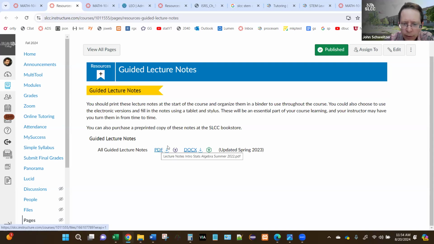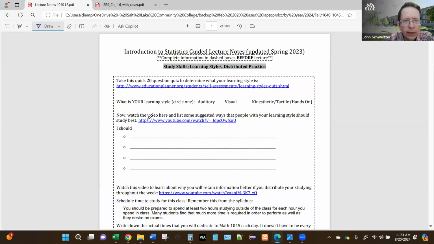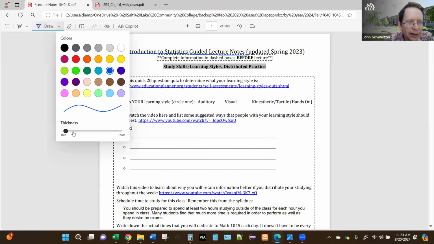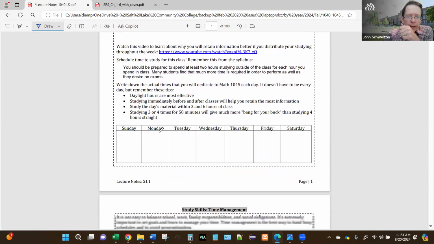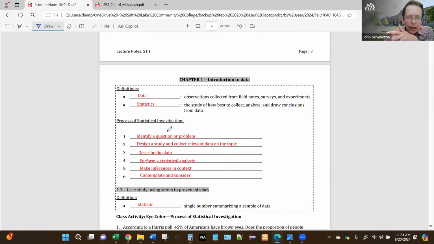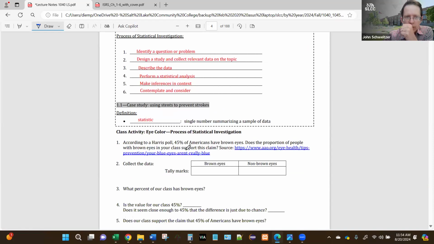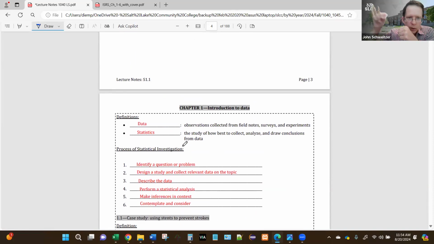If you download that, you'll see this document here, the Introduction to Statistics Guided Lecture Notes. Again, it's just a really nice way of presenting the information, and a lot of it is left blank. I've written in some of the things, other things I'll fill in as we go through our discussions. If you just follow along, fill in the blanks and take notes, I think that's the best way of taking notes for this course.